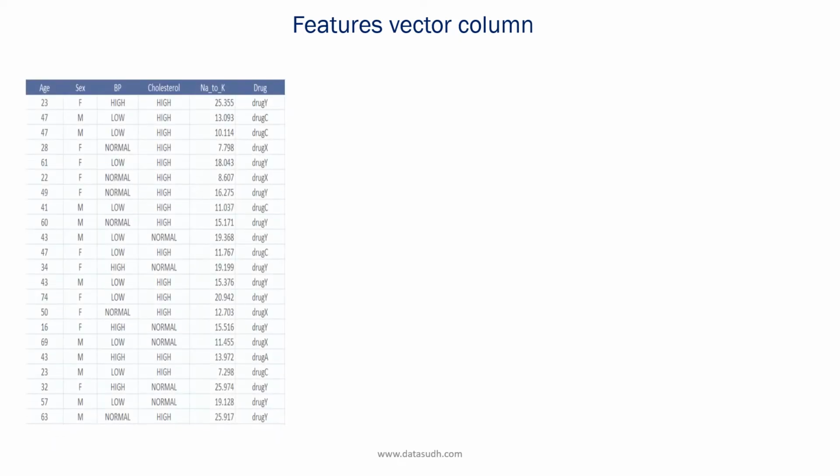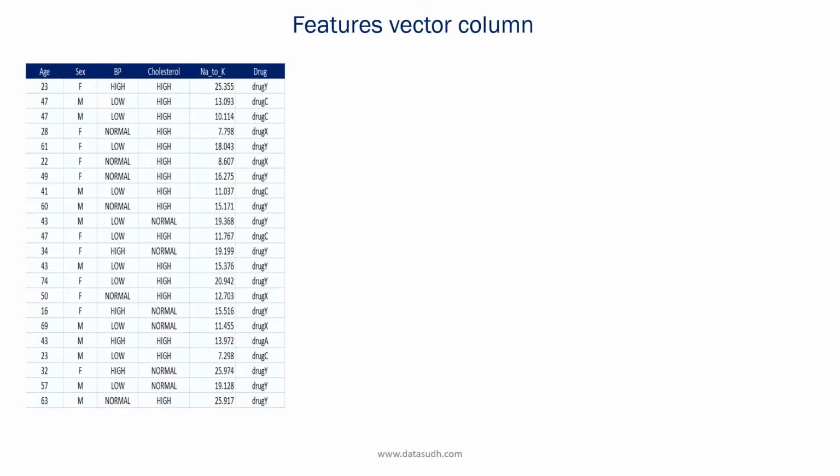So let's understand logically how this column is created. We have our data set. The first step is to identify features in this data set. We have in total 6 columns, out of which drug is the column for which we are trying to train our model. So the rest 5 are features in the data set.